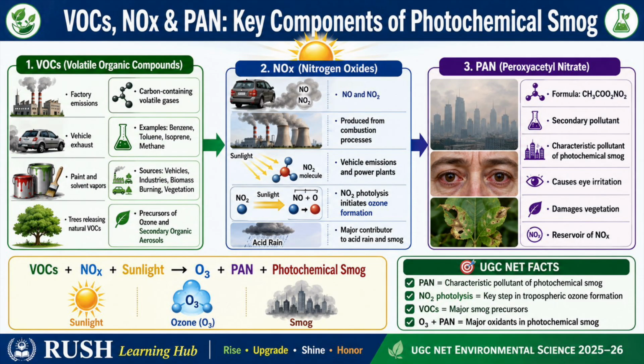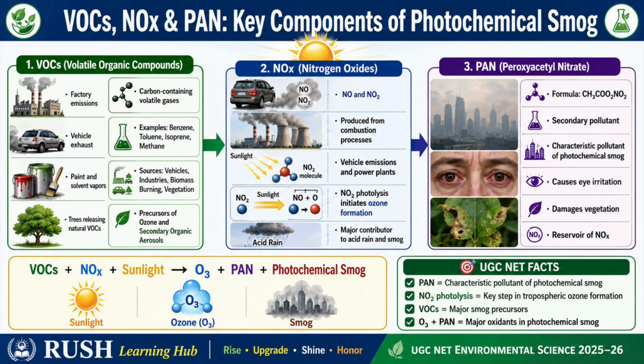VOCs are carbon-containing compounds that easily evaporate into the atmosphere under normal environmental conditions. These compounds originate from both natural and anthropogenic sources. Natural sources include forests, vegetation, and biological processes. Plants release compounds such as isoprene and terpenes into the atmosphere. Anthropogenic sources include vehicle emissions, industrial activities, fuel combustion, solvent use, paint industries, petroleum refineries, and biomass burning.